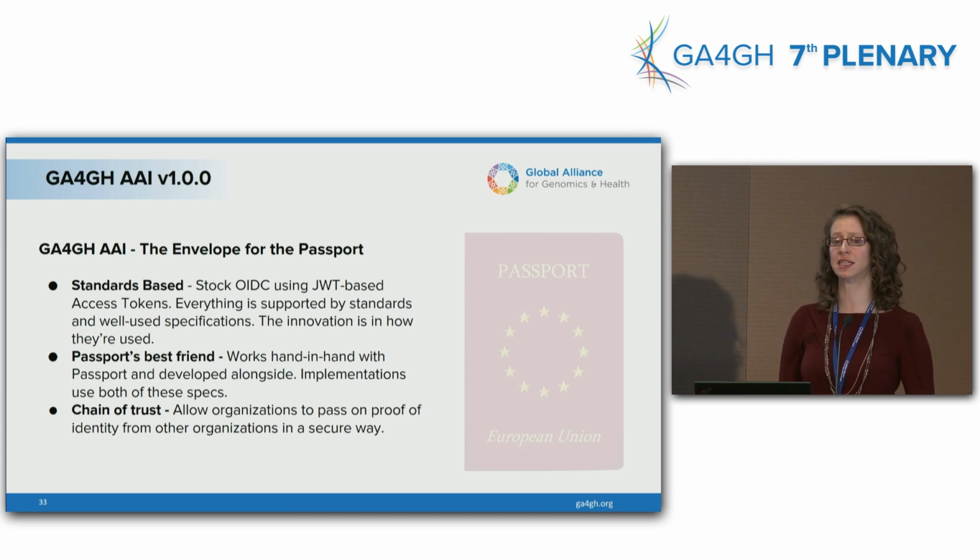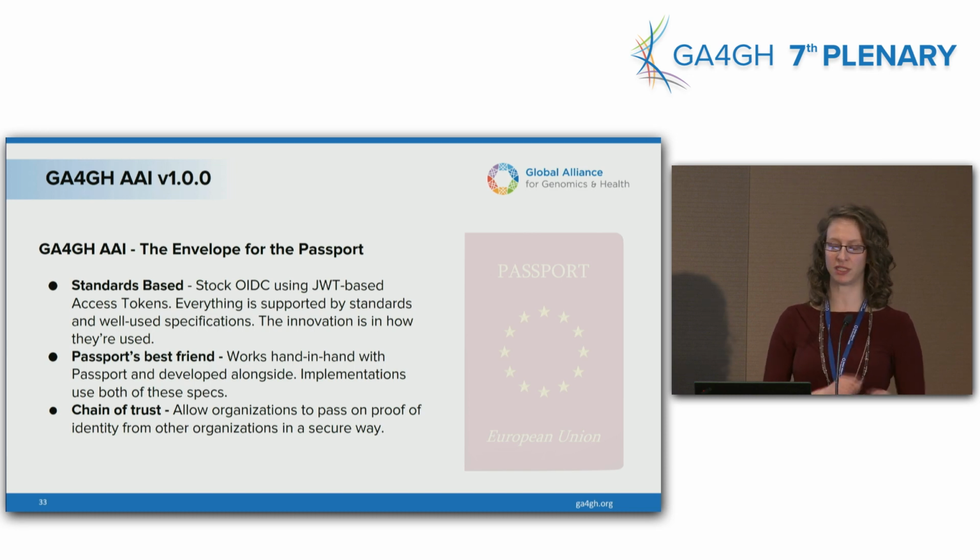And one thing it does is it allows for chains of trust. And that means that if one person has some information that is signed off by one organization, that information will be maintained no matter how these passports and visas are combined.